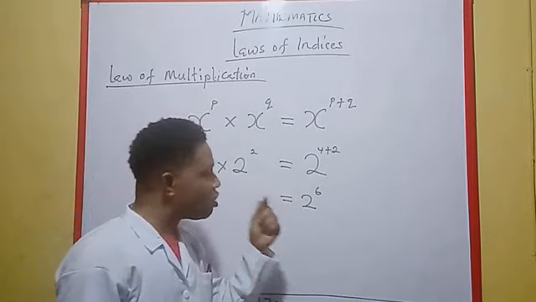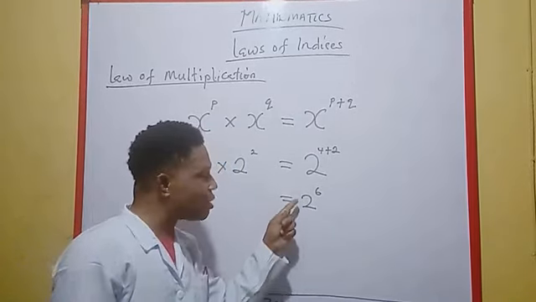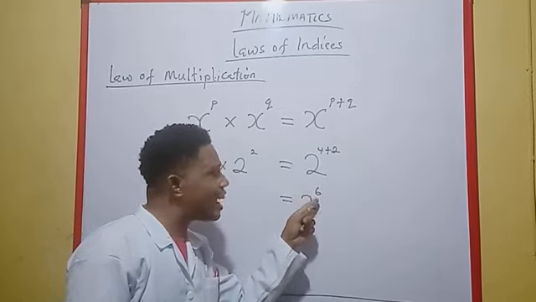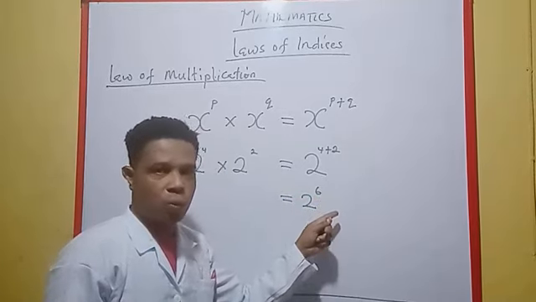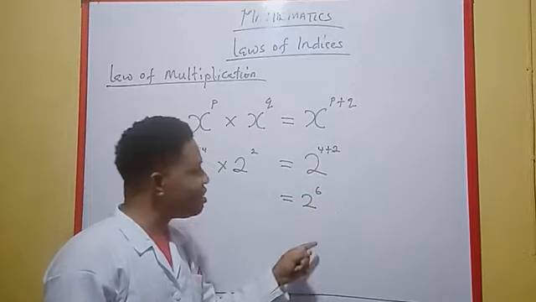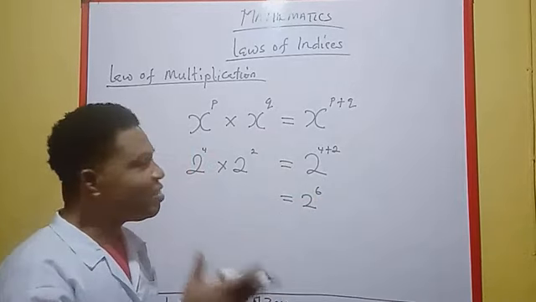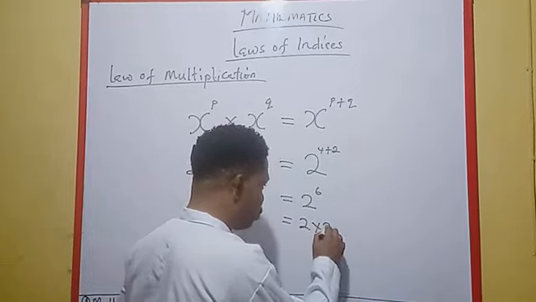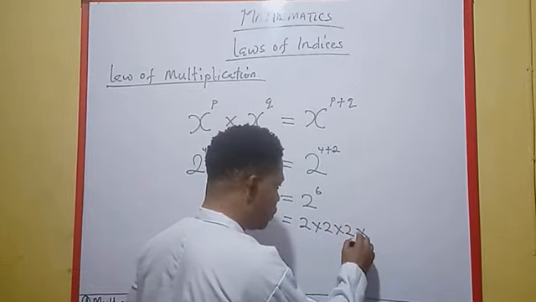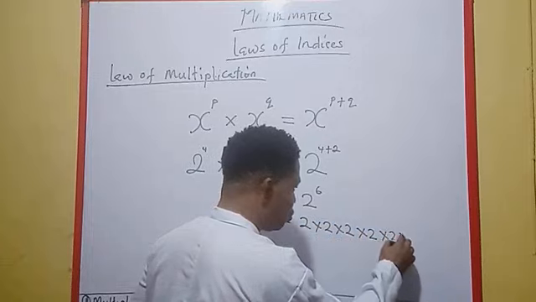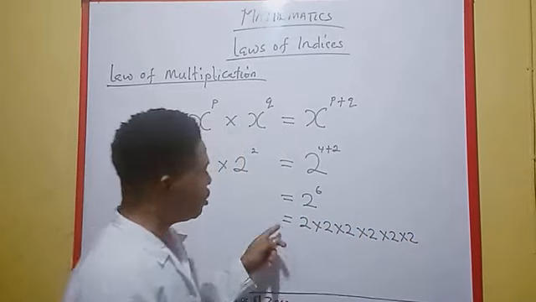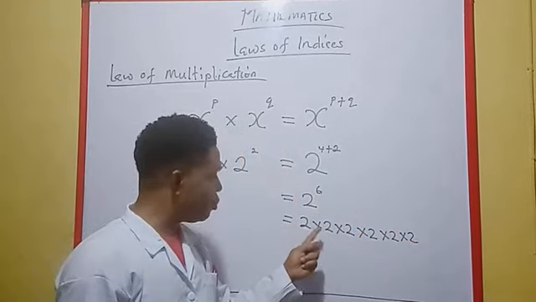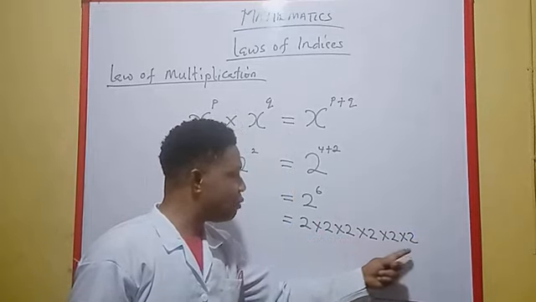And 2 raised to power 6, please take note of this. 2 raised to power 6 is not 2 times 6 to give you 12. No. 2 raised to power 6 is 2 in 6 places. That is 2 times 2 times 2 times 2 times 2 times 2. If you count the 2s, there are 6: 1, 2, 3, 4, 5, 6.